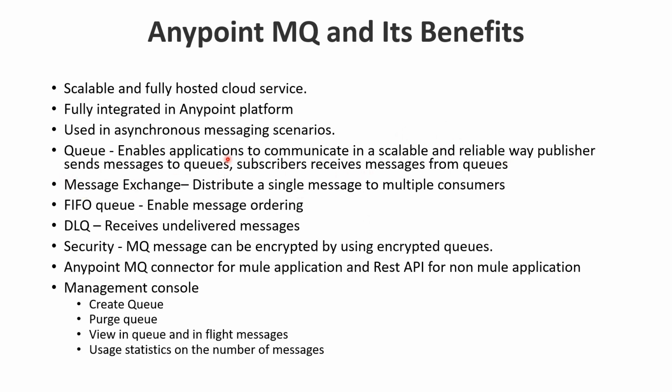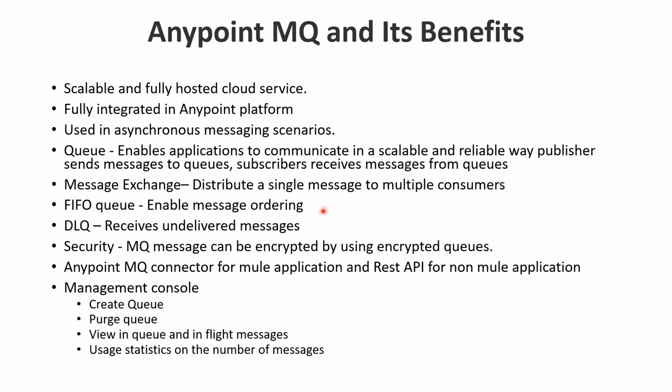A publisher sends the message to the queue and a subscriber receives the message from the queue. There could be many publishers that send messages to the queue, but each message would be received by only one subscriber. To implement the PubSub design pattern, we can use a message exchange, where the message can be delivered to multiple consumers. That means the message sent by the publisher will be received by all the subscribers.